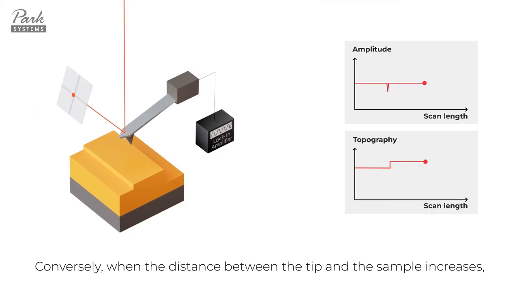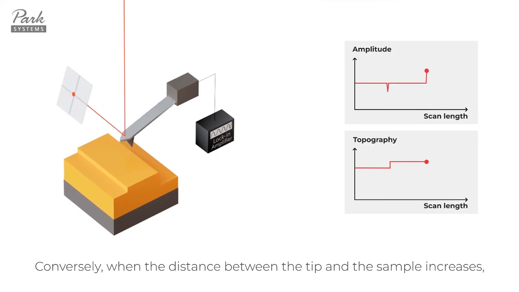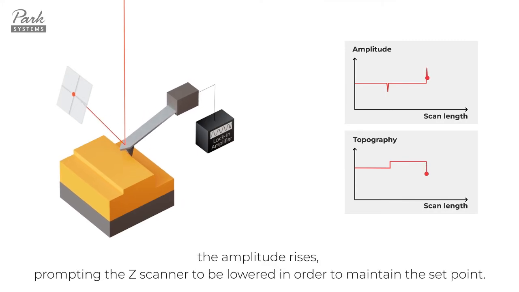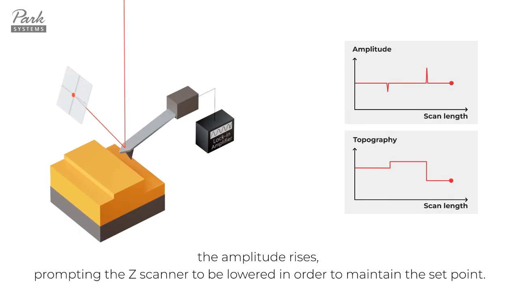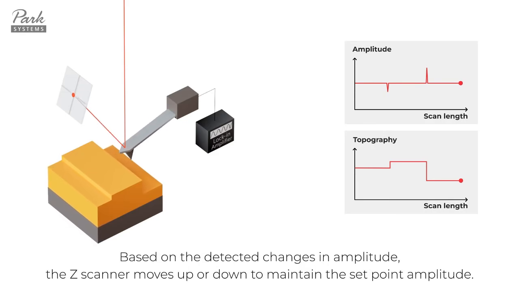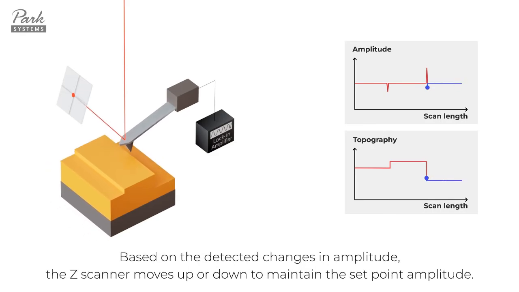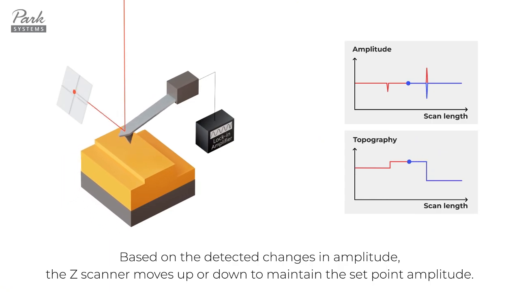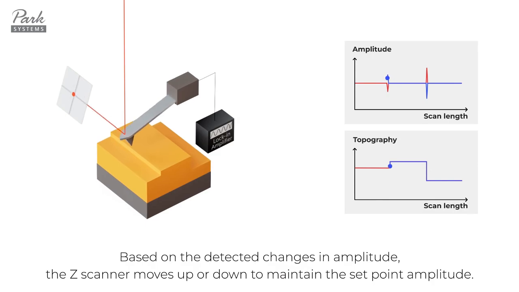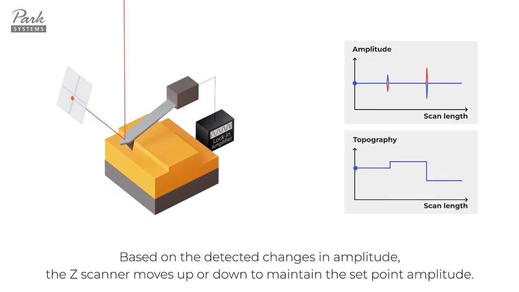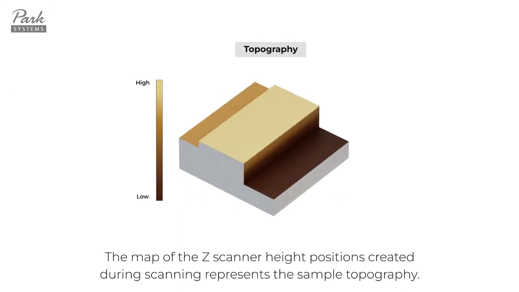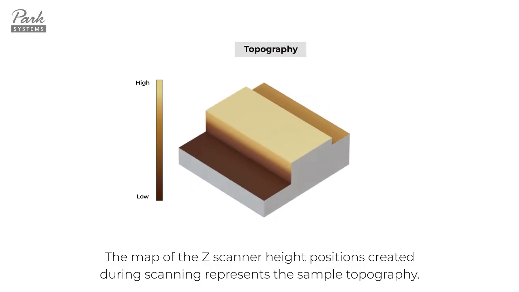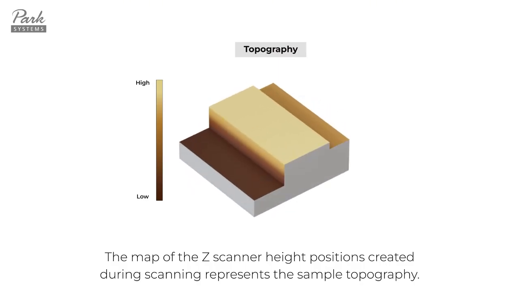Conversely, when the distance between the tip and the sample increases, the amplitude rises, prompting the Z-scanner to be lowered in order to maintain the set point. Based on the detected changes in amplitude, the Z-scanner moves up or down to maintain the set point amplitude. The map of the Z-scanner height positions created during scanning represents the sample topography.